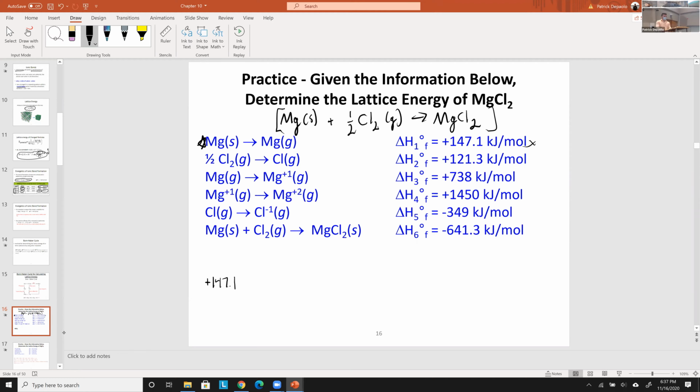So we used that already, so we can cross it out. Then we need to ionize it. All right, so here's an ionization. It turns Mg gas to Mg plus 1 gas. That's good. But then what do we know about Mg?